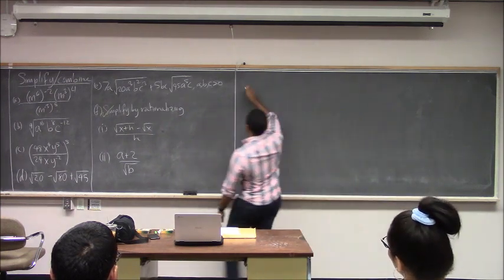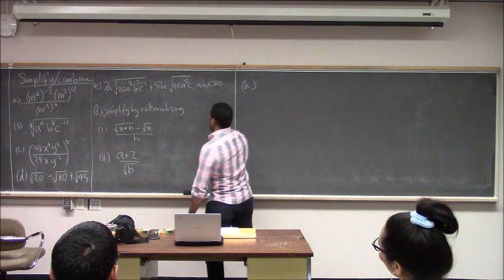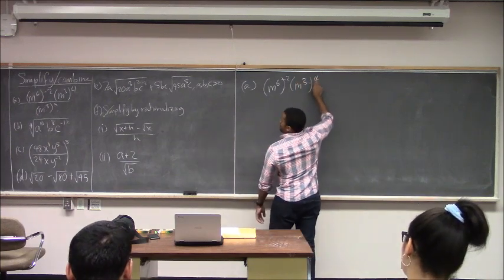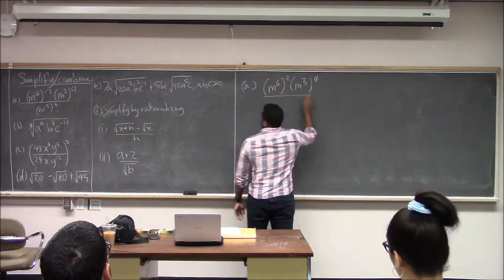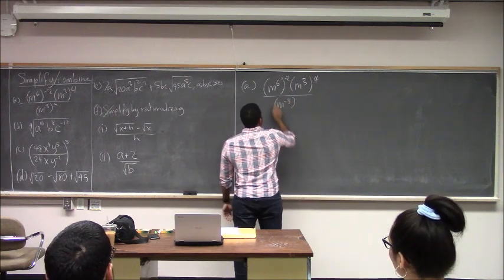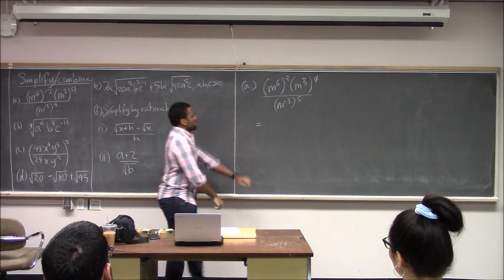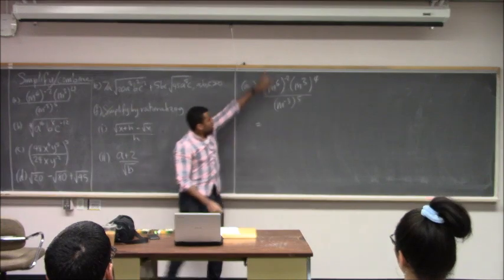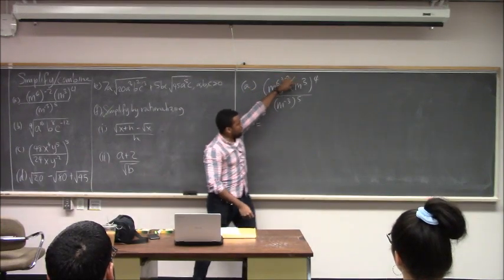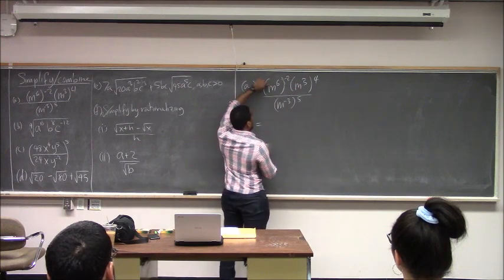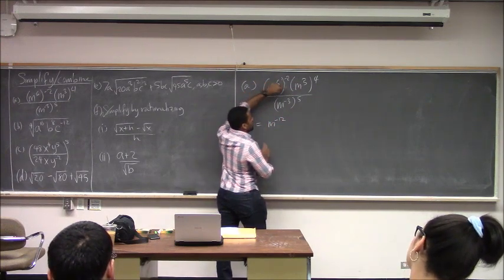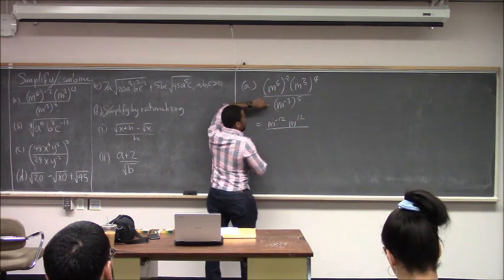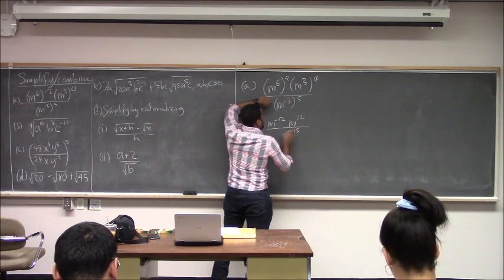Okay, let's actually go to A. We want to simplify this. Minus 2 over n to the minus 3, 5. What do we do? Multiply the powers. So we looked at laws of exponents. You can multiply the powers for pretty much all of them. So here you get m to the minus 12 power. Here you get m to the 12 power. Here you'll get m to the minus 15th power.